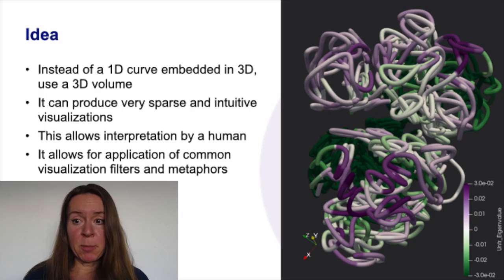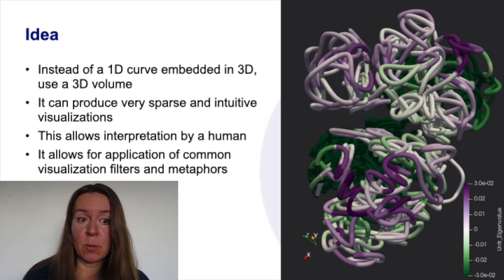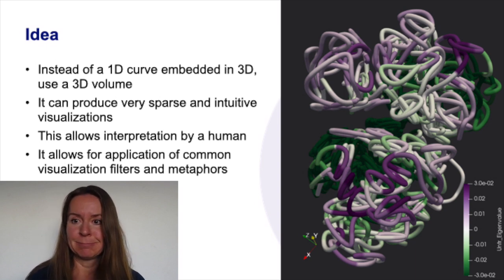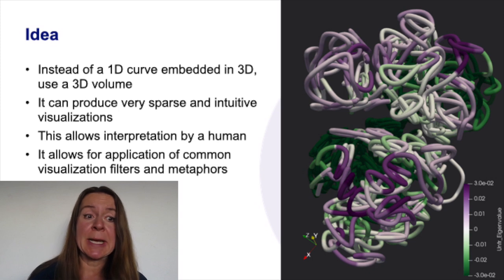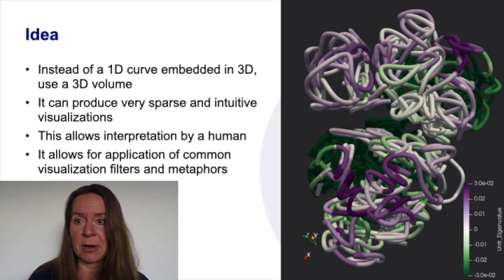So the idea for this paper was, if it is so hard to draw this hair, why even try? Instead of drawing a one-dimensional curve embedded in 3D space, why can we not just draw the volume that this hair actually occupies and the variables that come with it? This can produce very sparse and intuitive visualizations. It allows interpretation by a human, and it also allows for the application of common visualization filters and metaphors.